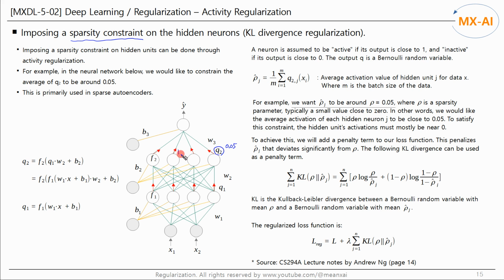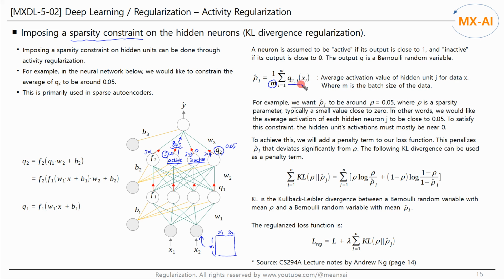If a neuron's output is 1, we can say it is active. And if its output is 0, we can say it is inactive. That is, the output Q is a Bernoulli random variable. Let the output of the jth neuron of the second hidden layer be Q2J. M is the batch size of data. When M pieces of data X are input to the neural network, M pieces of Q2J are output.